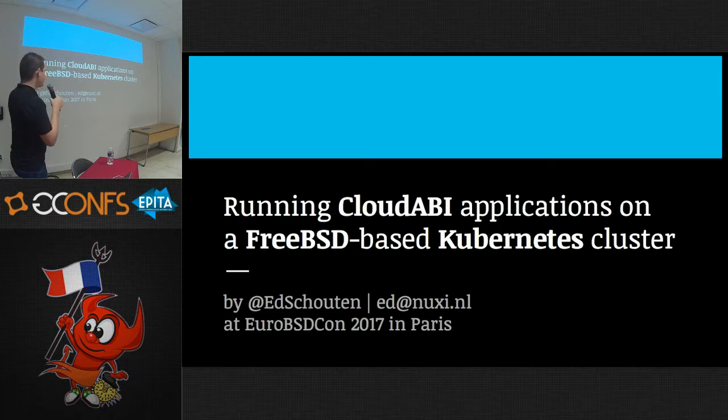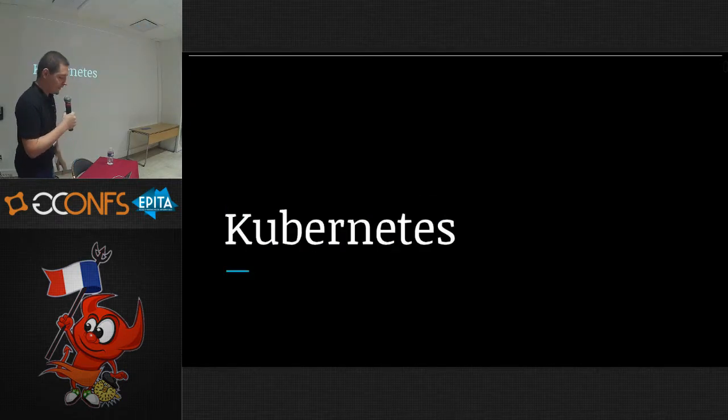The title of the talk is also going to be my outline for today. I didn't have a separate outline slide. First, I'm going to talk about Kubernetes, what it is, give a short introduction. Then I'm going to talk about how Kubernetes is related to FreeBSD, or how we could get it running on FreeBSD. And then later on, I'm going to talk about CloudABI and how I'm throwing all of these three different components in the mix and why we should be doing it in the first place. So let's first start off with Kubernetes.